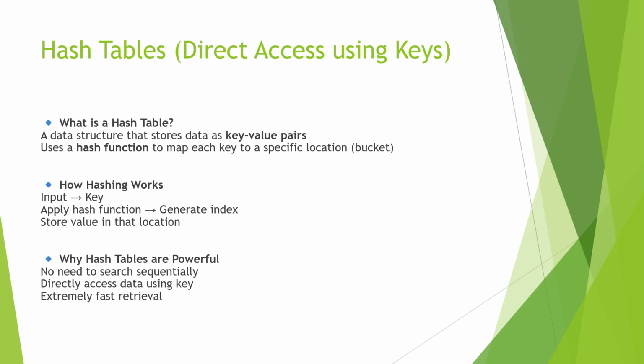A hash table. A hash table is a data structure that stores information in the form of key-value pairs, allowing efficient data retrieval. It works by using a hash function, which takes an input key and converts it into a specific index or location, often called a bucket, where the corresponding value is stored. Instead of searching through all elements one by one, the hash function directly maps the key to its storage location. This process involves taking the input key, applying the hash function to generate an index, and then storing or retrieving the value from that position.